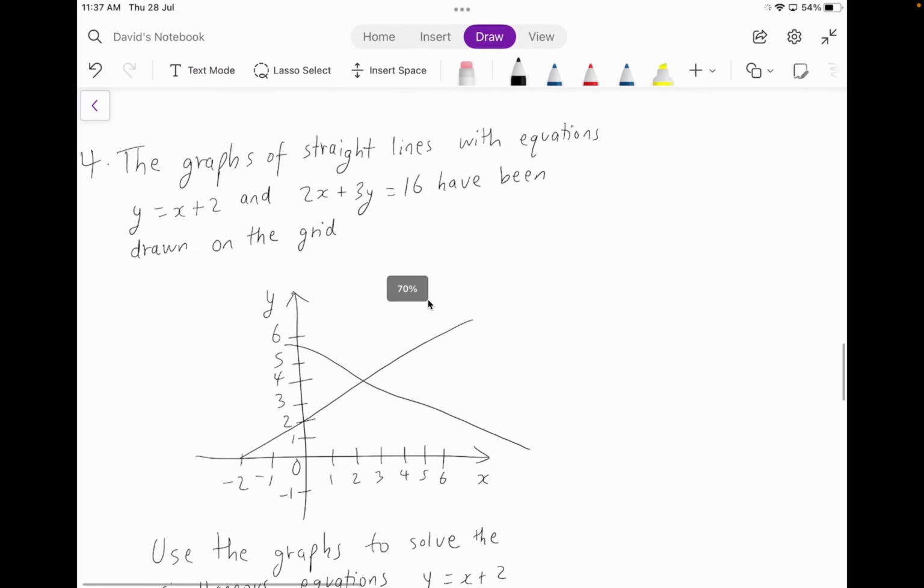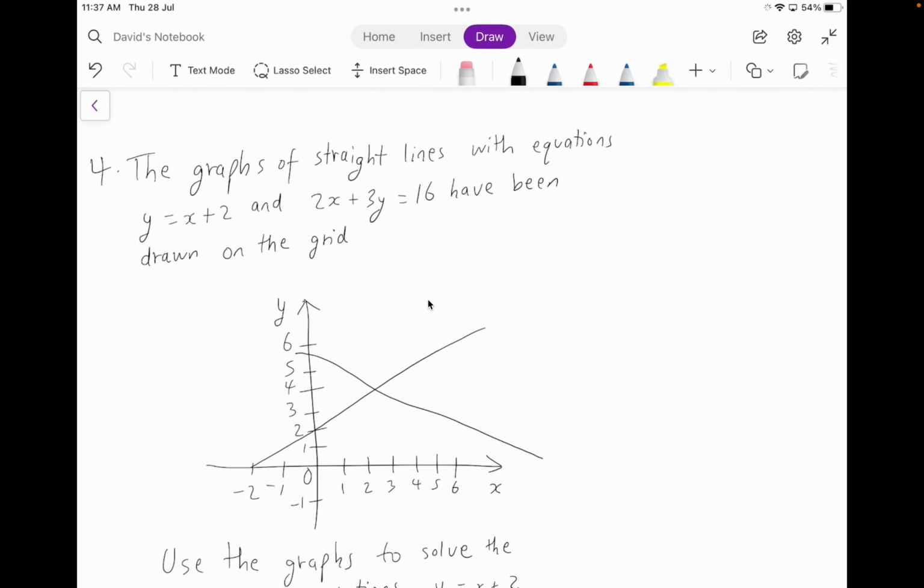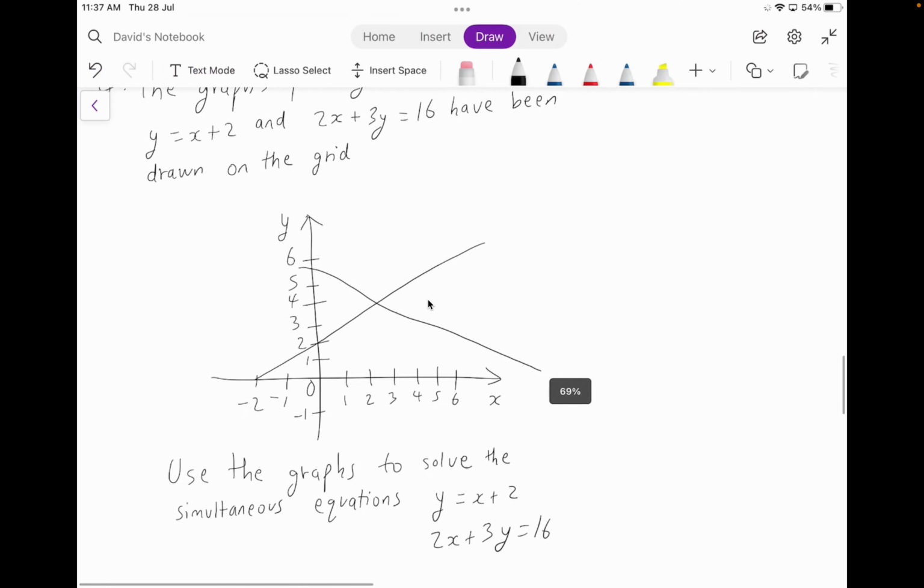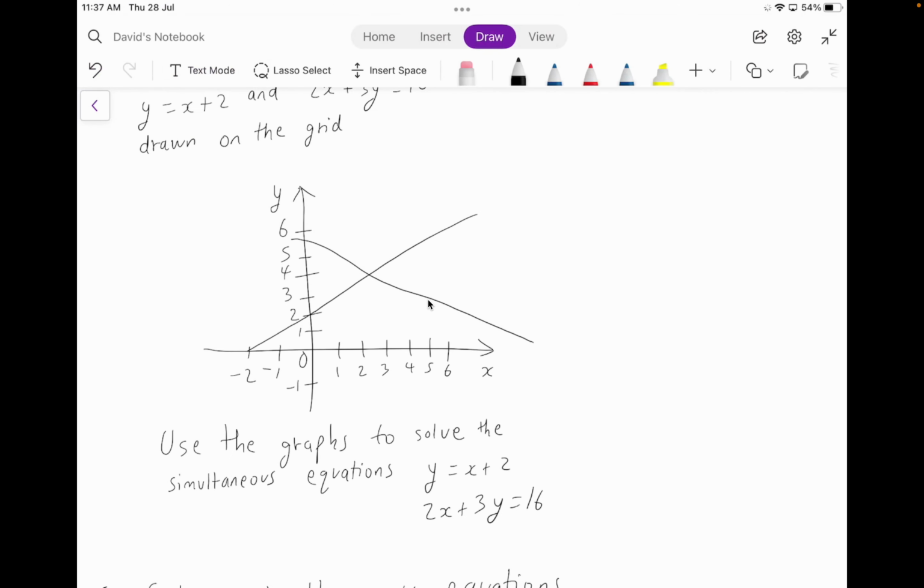So the next question is dealing with how to solve simultaneous equations using the graph. Question 4 states that the graphs of straight lines with the equations y is equal to x plus 2 and 2x plus 3y is equal to 16 have been drawn on the grid. I've just drawn a sample graph, so it's not accurate, but on the grid paper it will be accurate. So you have to use the graphs to solve the simultaneous equations for this one.